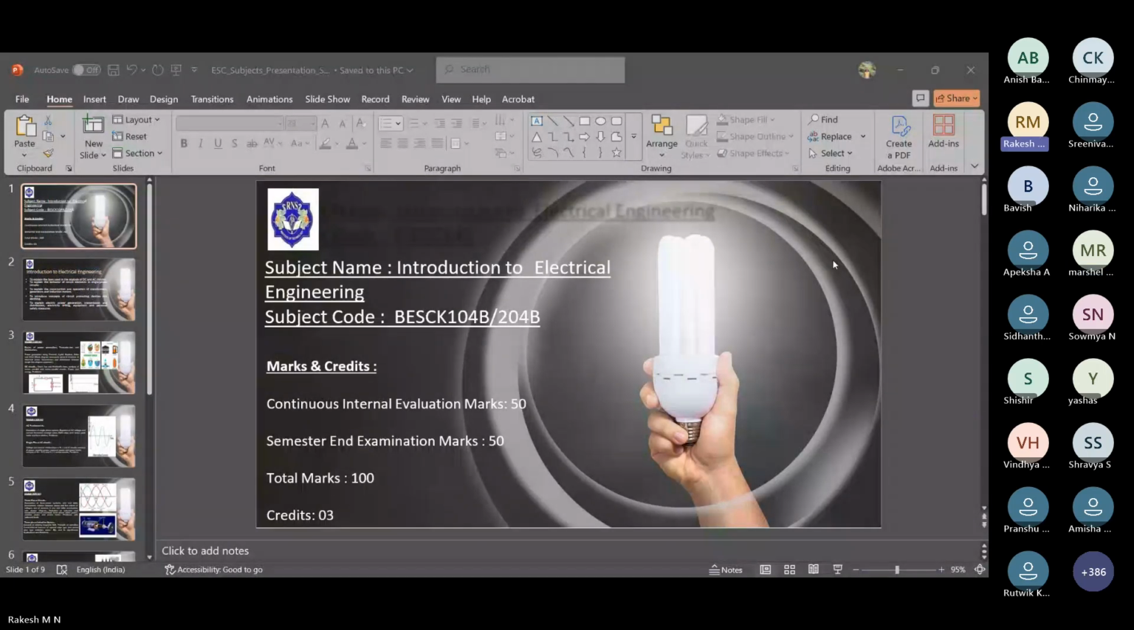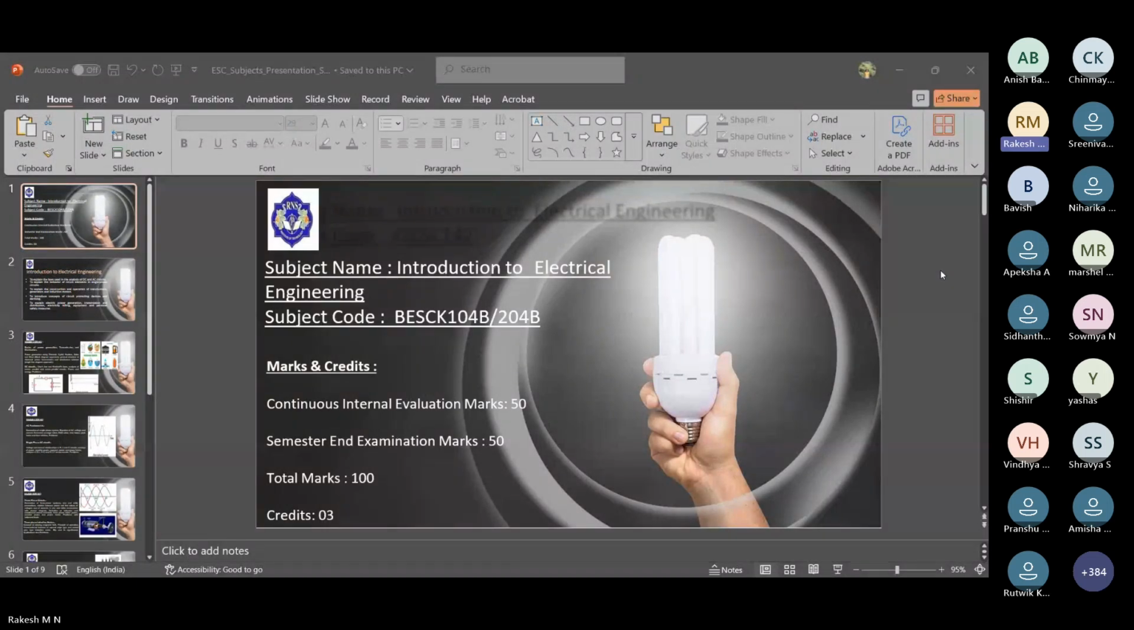Yeah. Good afternoon, all the aspiring engineers who have taken admission to RNS Institute of Technology. Myself, Rakesh Khanna, working as Assistant Professor in the Department of Electrical and Electronics Engineering. I have been serving this institute for the past 18 years. Today, I'm going to introduce you to one of the ESC courses available in the syllabus or scheme of your autonomous scheme, that is Introduction to Electrical Engineering. Code is BESCK 104B if it is in first semester, or 204B if it is in second semester.